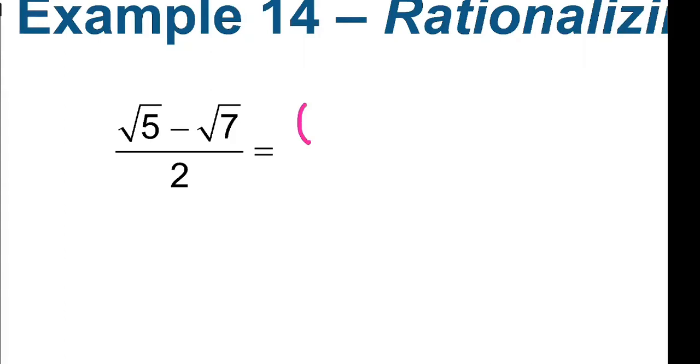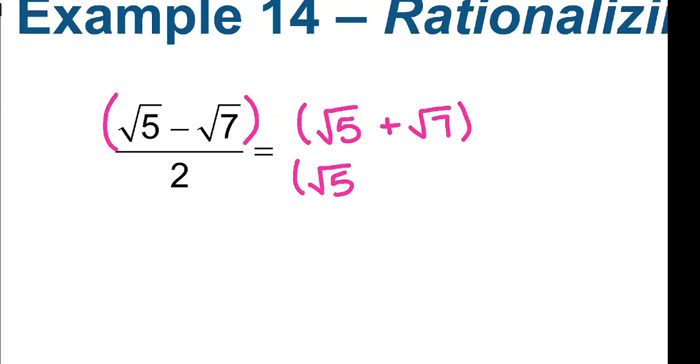So we're going to put parentheses around this, and we're going to multiply it by the square root of 5 plus the square root of 7. If we did it on the top, we have to do it on the bottom, just like when we do it on the bottom, we have to do it on the top. So we have the square root of 5 plus the square root of 7 on the bottom as well. When we do this, we are going to FOIL the top. So first, inner, outer, last. You're going to do the square root of 5 times the square root of 5. That's going to give you square root of 5 times 5.